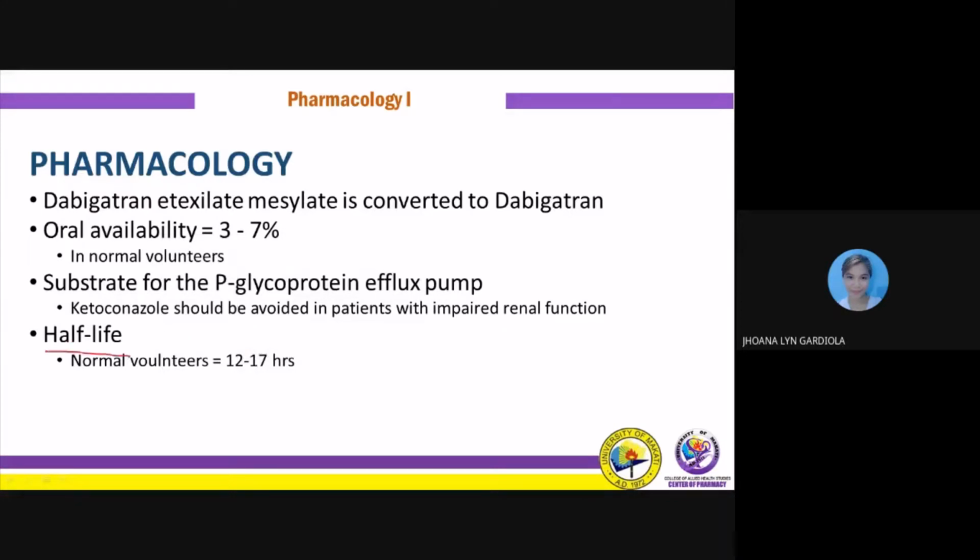And its half-life, the mean plasma terminal half-life of dabigatran in normal volunteers, is 12 to 17 hours with independent dosing, and accordingly steady state concentrations are attained within 3 days with multiple dosing and without evidence of significant accumulation.